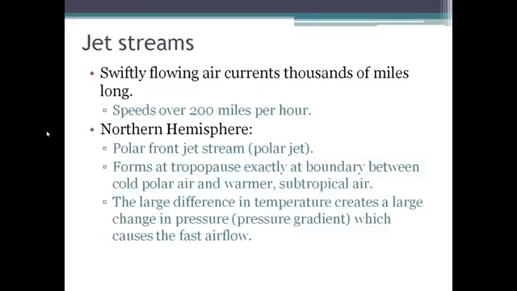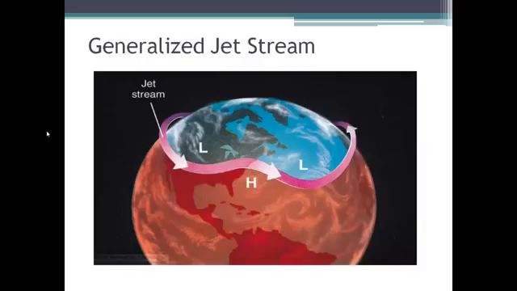It's the boundary between the subtropical high and the polar lows. It forms at the tropopause between the troposphere and the stratosphere, right at that boundary where the cold polar air meets the warmer subtropical air. And it's these differences in pressure and temperature that cause severe pressure gradients and allow the jet stream to be created at all, for that fast-moving air in response to these steep pressure gradients.